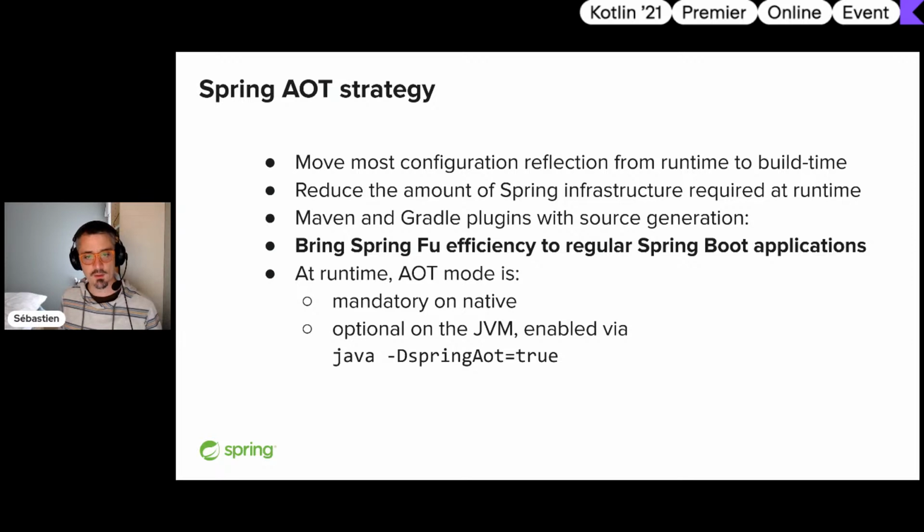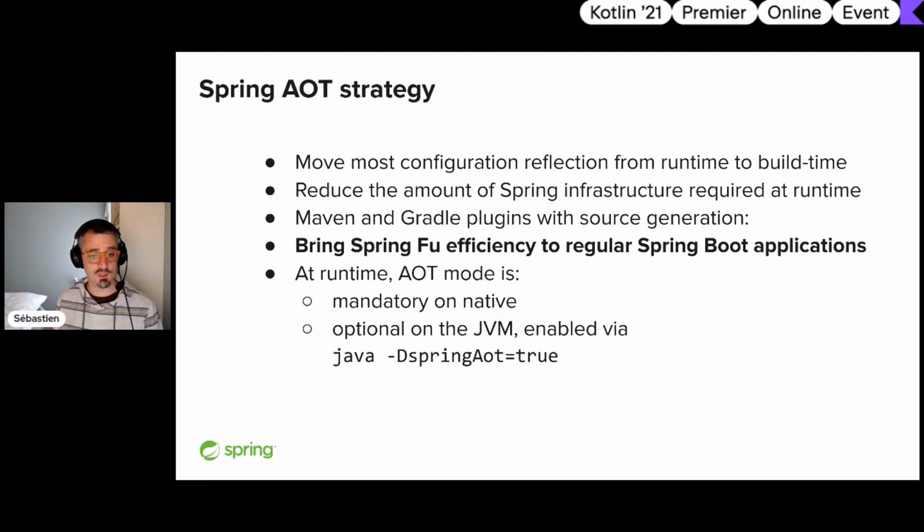So this AOT mode, it's important to understand that for the JVM, it's optional. So you have to enable it via a flag here, -Dspring.aot.enabled=true. It's optional because it really brings new constraints. While with the regular mode, everything can be dynamic, you can have your Spring Cloud Config server that will bring some configuration at runtime, and everything is super dynamic. AOT will freeze a big part of the infrastructure.